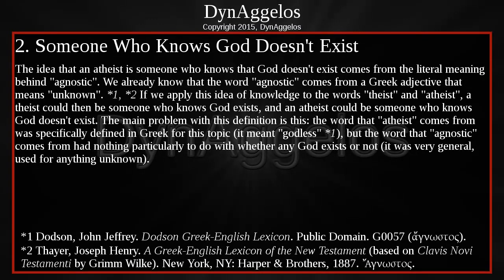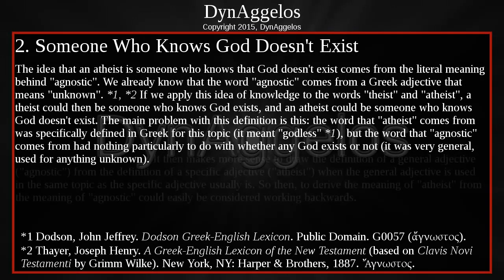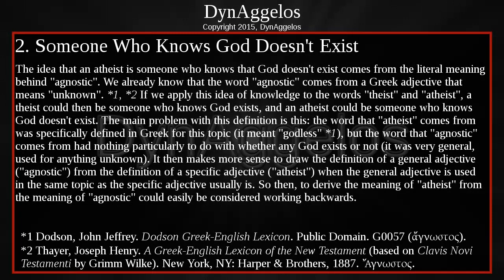The main problem with this definition is this. The word that atheist comes from was specifically defined in Greek for this topic. It meant godless. But the word that agnostic comes from had nothing particularly to do with whether any God exists or not. It was very general, used for anything unknown. It then makes more sense to draw the definition of a general adjective, agnostic, from the definition of a specific adjective, atheist, when the general adjective is used in the same topic as the specific adjective usually is. So then, to derive the meaning of atheist from the meaning of agnostic could easily be considered working backwards.